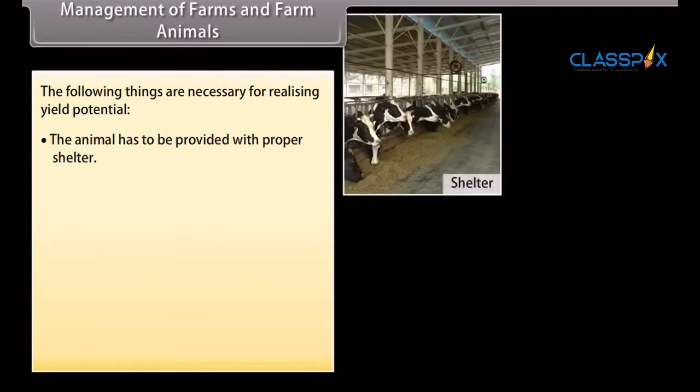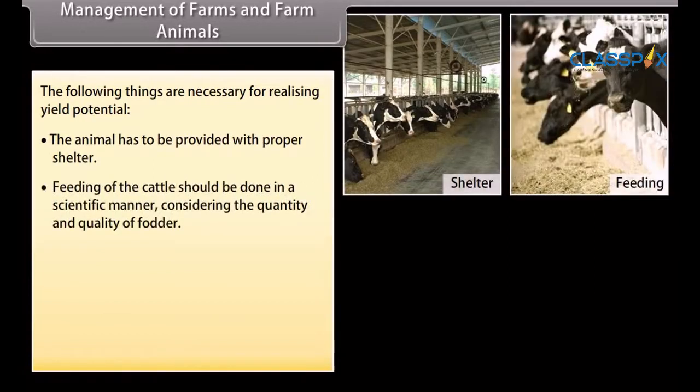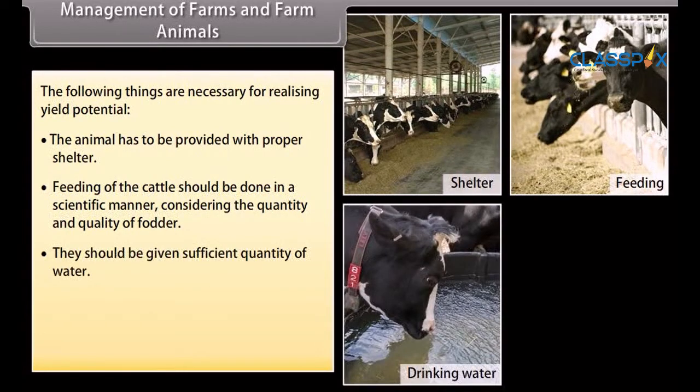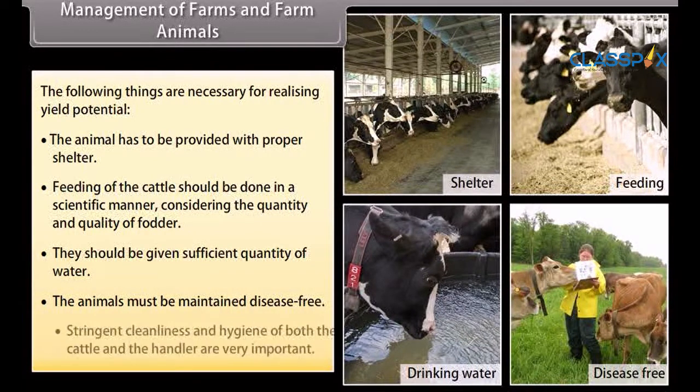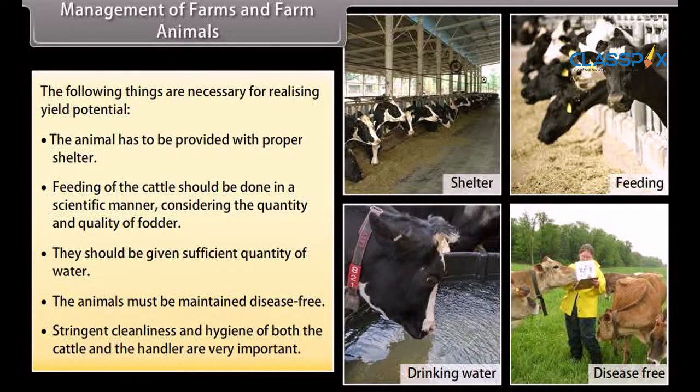The animal has to be provided with proper shelter. Feeding of the cattle should be done in a scientific manner, considering the quantity and quality of fodder. They should be given sufficient quantity of water. The animals must be maintained disease-free. Stringent cleanliness and hygiene of both the cattle and the handler are very important.